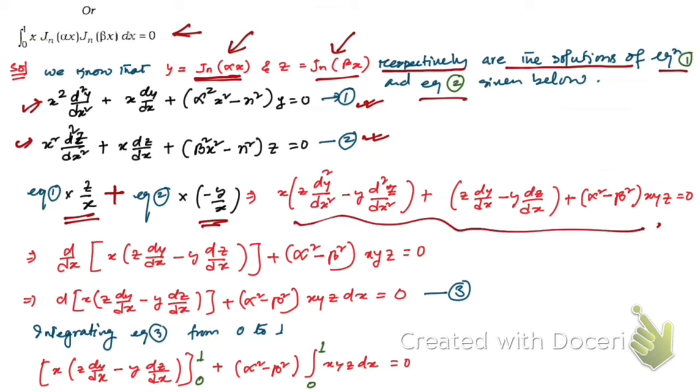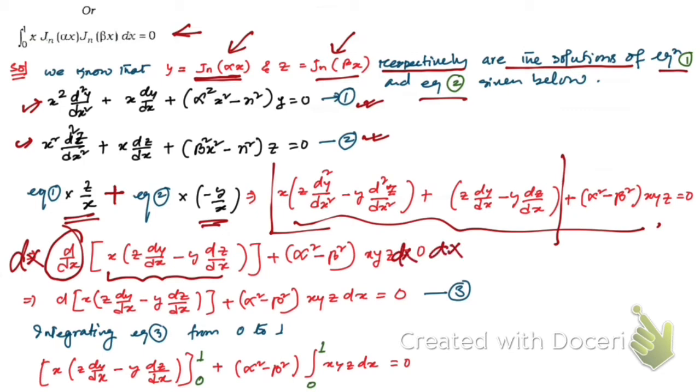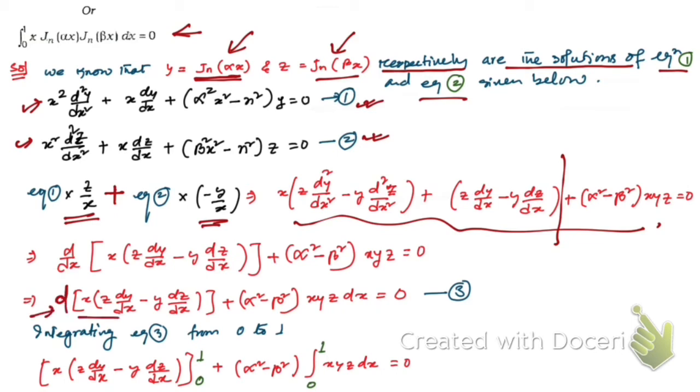Then again from here, let me tell you what we can do. Here you can see clearly that from this part we can take d by dx common, and inside the bracket we are left with this part, right? Then again multiply both sides by dx, and doing so we have got this step: d of this one and this one dx is equal to 0.